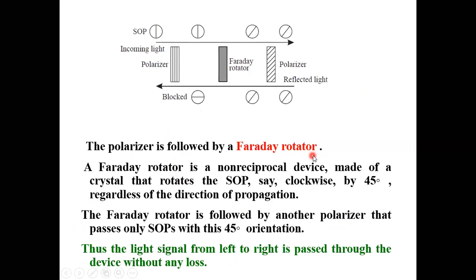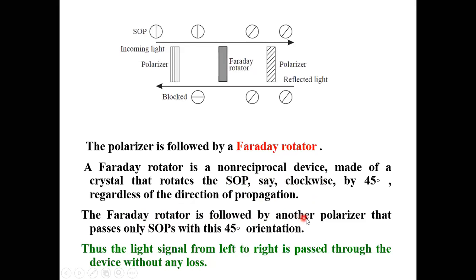The polarizer is followed by a Faraday rotator. A Faraday rotator is a non-reciprocal device. So please remember, a Faraday rotator is a non-reciprocal device. Those who joined late, I have already explained what is a reciprocal and a non-reciprocal device. It is made up of crystal that rotates the SOP, for example clockwise by 45 degrees, regardless of the direction of propagation. So whatever way the signal strikes the Faraday rotator, it will give you a clockwise rotation of 45 degrees.